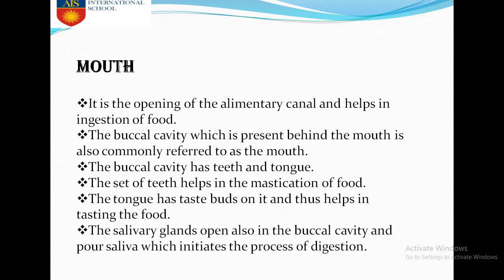Permanent teeth are 32 in number. This set of teeth helps in mastication of food. With the help of these teeth only, we can chew the food. Now, the tongue: we all know that our tongue has taste buds. There are many taste buds which help in tasting the food: sweet, sour, salty, bitter.